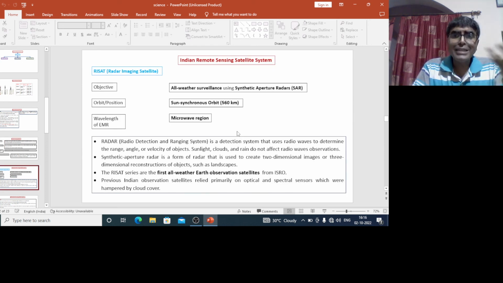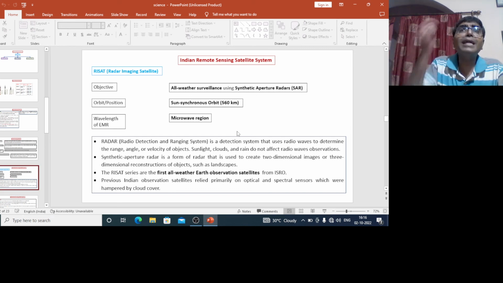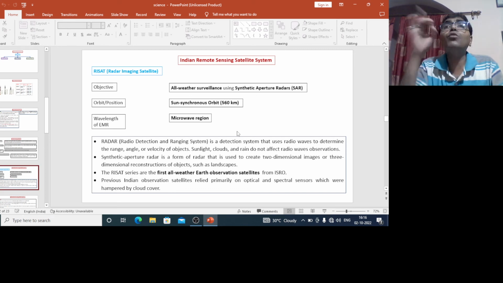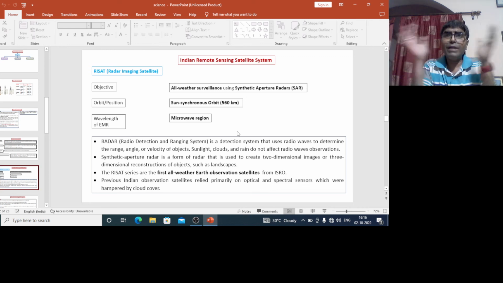Indian remote sensing satellites use the synthetic aperture. This synthetic aperture radar works with microwaves, and I can explain SAR with a very clear concept. If you have a ship, a very large vessel, a large vessel is there.